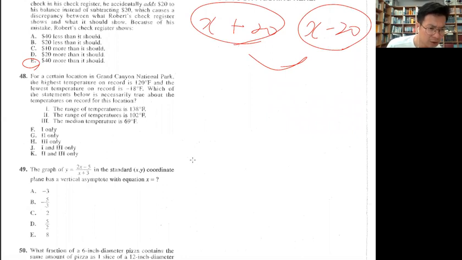For a certain location in Grand Canyon National Park, temperature on record is this. The lowest temperature on record is, range of this one. The difference between these two is correct. Median, we don't know the median. We only know the range.